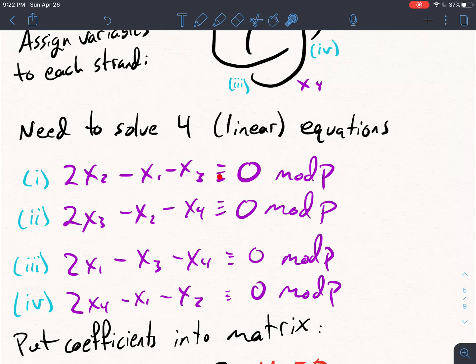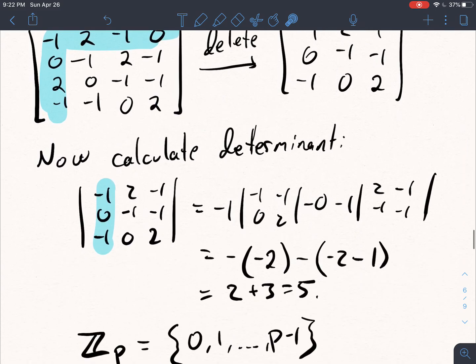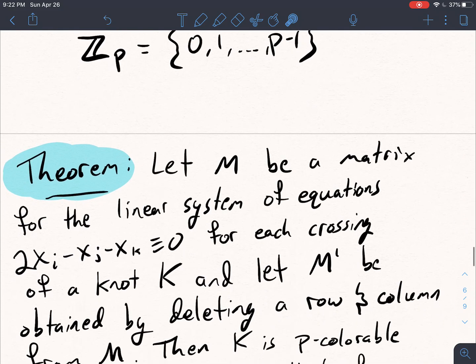And so our equations, we could be viewing them as equations over z mod p. I could just technically be writing is equal to 0 in z mod p for all of these equations up here.